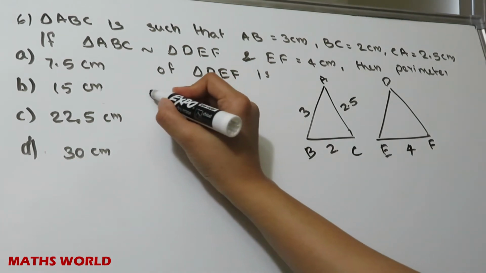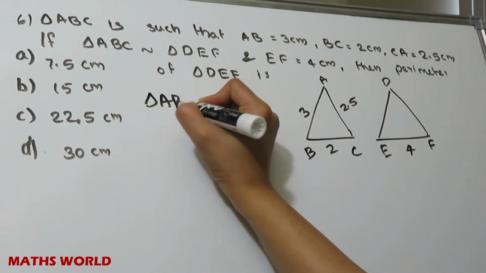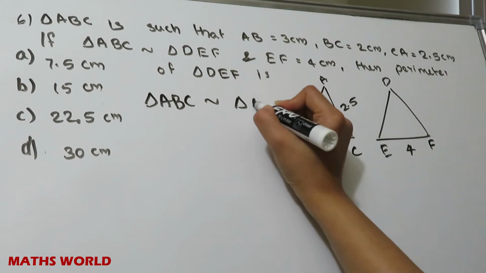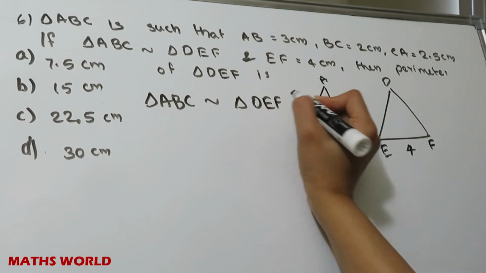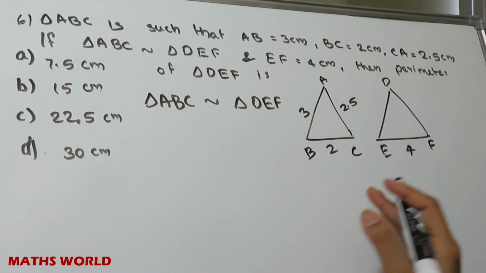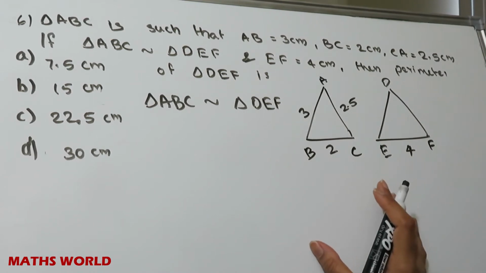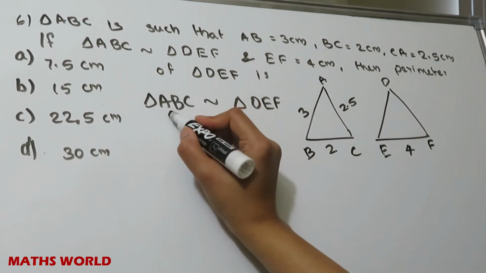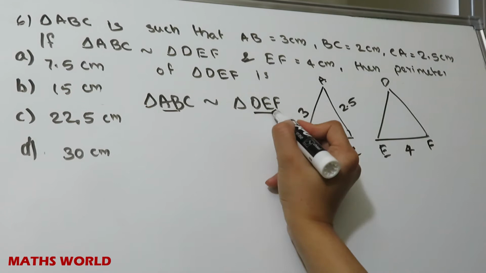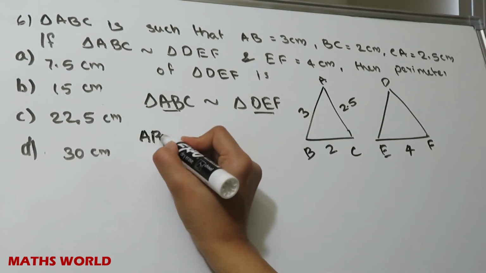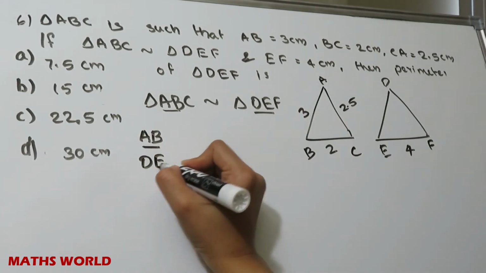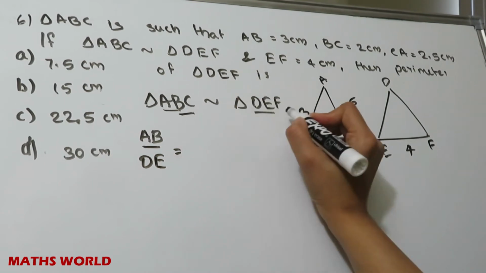Given that triangle ABC is similar to triangle DEF. If two triangles are similar, then we know that the ratio of sides are equal. How can we find the sides? Here AB, here DE. So we can write AB by DE equal to, then here BC, here EF.